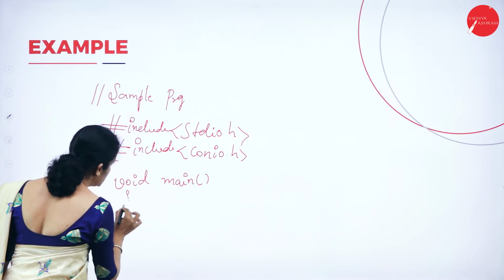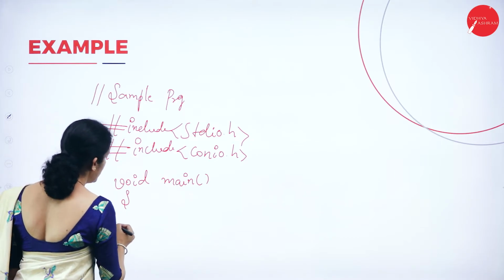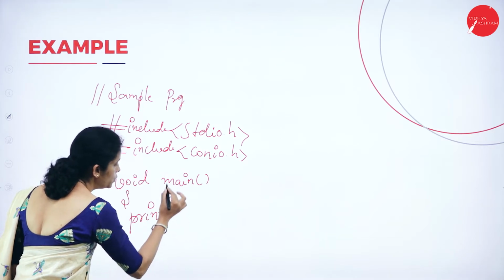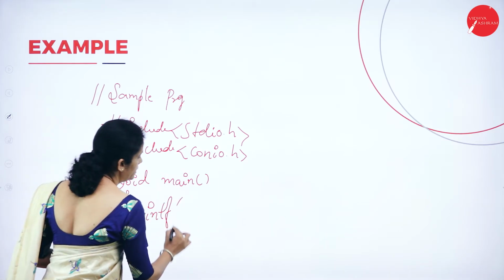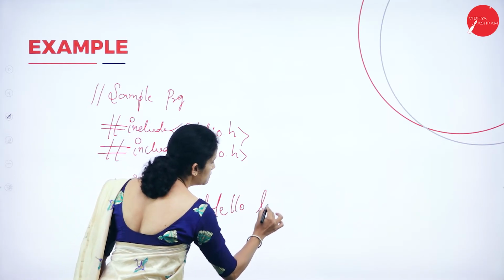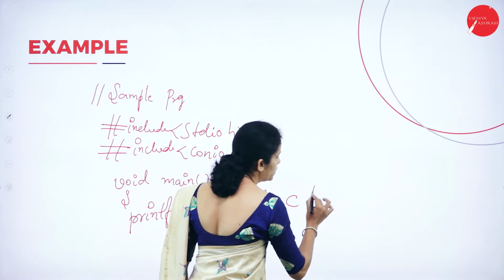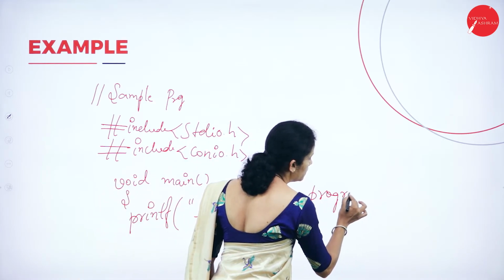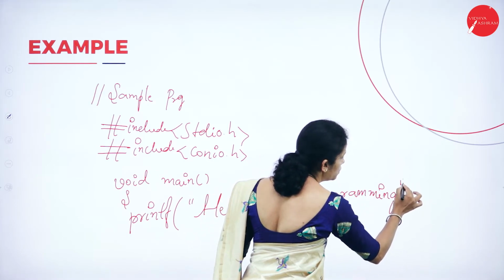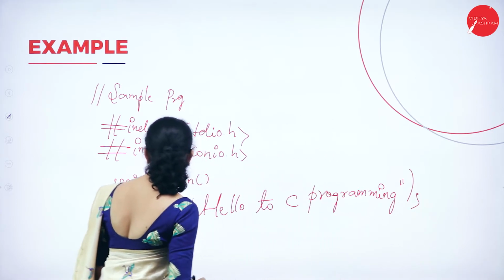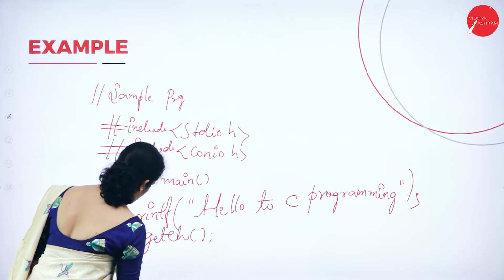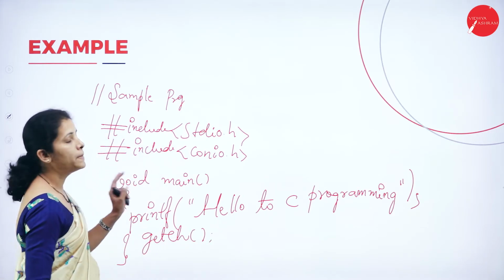Okay, and I'm going to display a message to the user, so to display the user message I'm going to use the printf statement: hello to C programming. Okay, then getch, okay, close the main program.